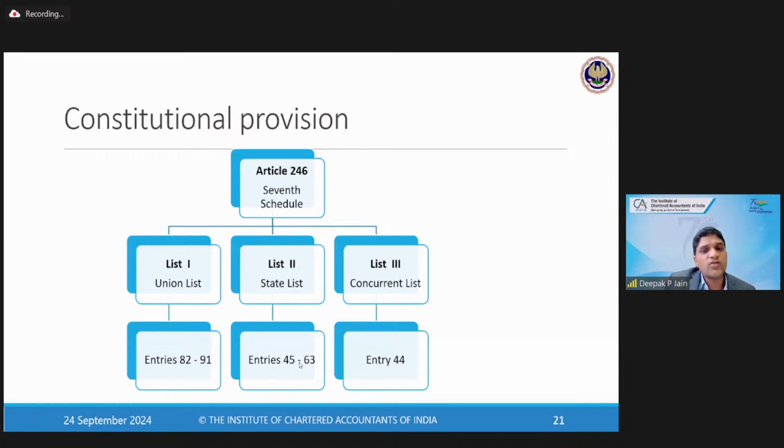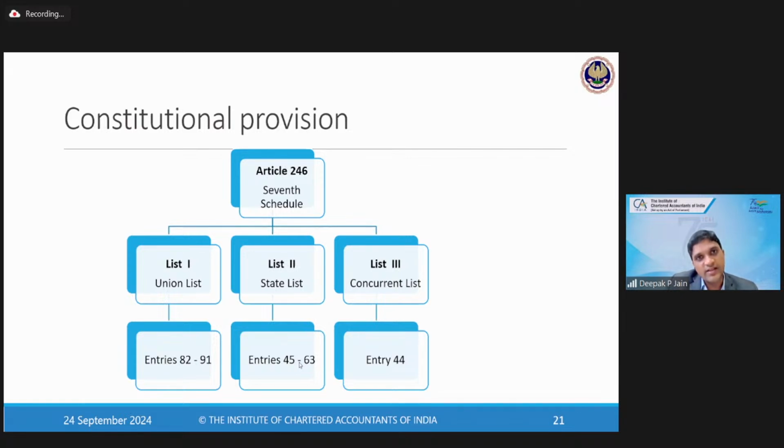Okay. But actually what happens is the concurrent list is where both of them have the power, but the supremacy is for the central government. So even if it is under the concurrent list, it is mostly controlled by the central government. So it cannot come under the concurrent list. Definitely it cannot come under the state list, because even the central government wants to levy the tax, right?